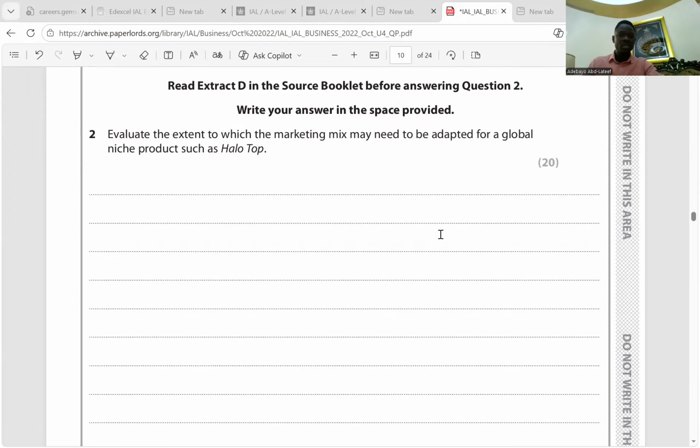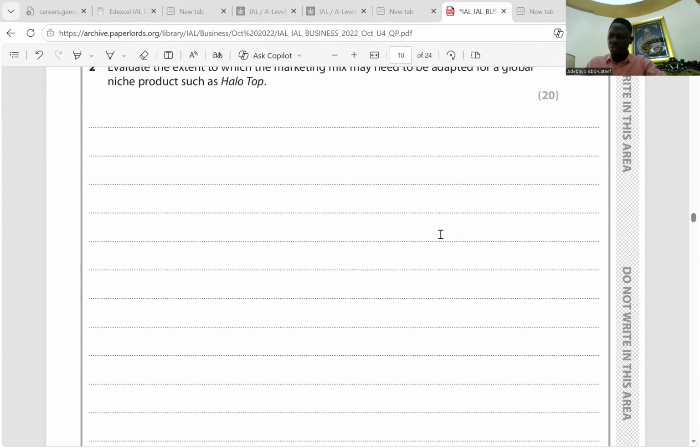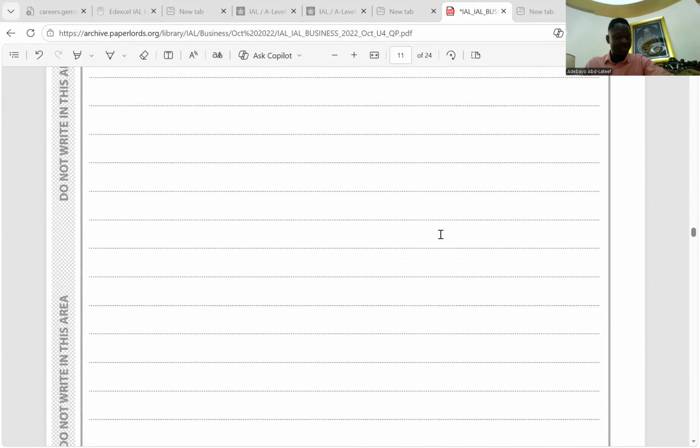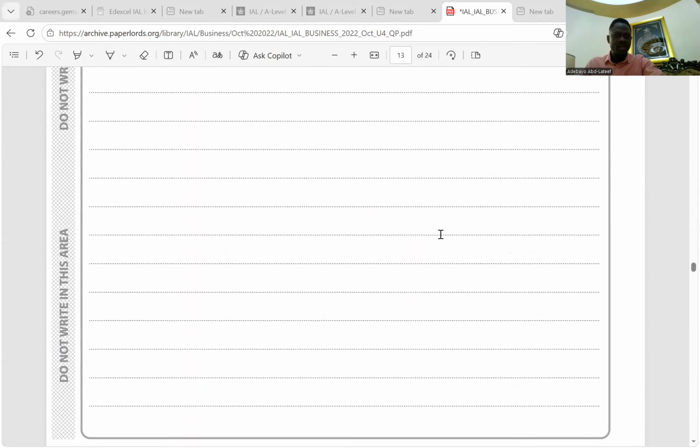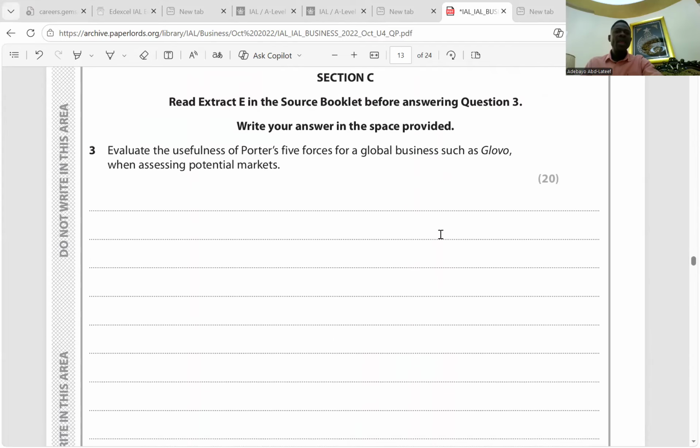Any question about it? So that's about question 2. So we'll go to question 3. I think it's clear now, right? So go to question 3. And for question 3, they said, evaluate the usefulness of Porter's 5 forces for a global business such as Glovo when assessing potential markets.